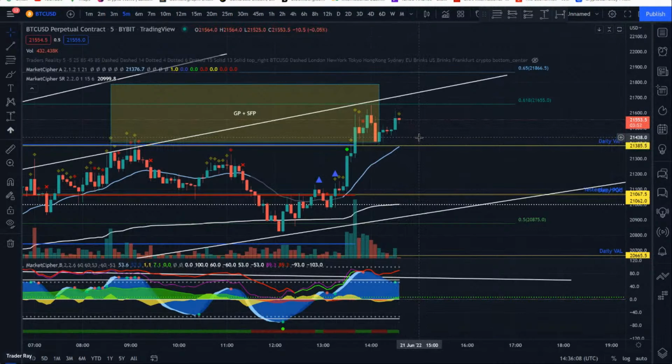Aaron saying gas is near $10 in the Bay Area, $7 in LA. Yep, I think we're going to see $10 a gallon. I think it's going to happen.